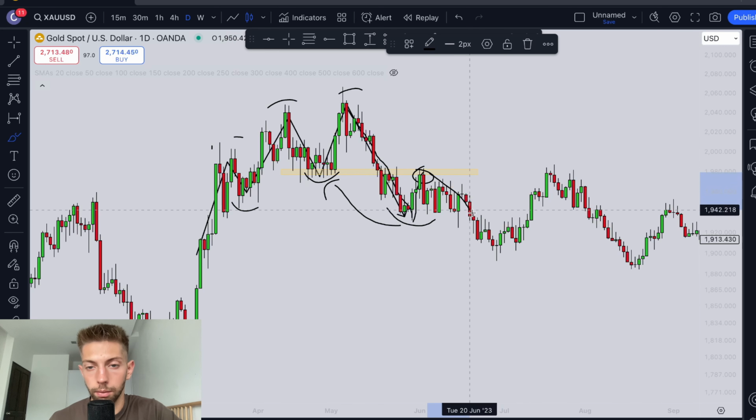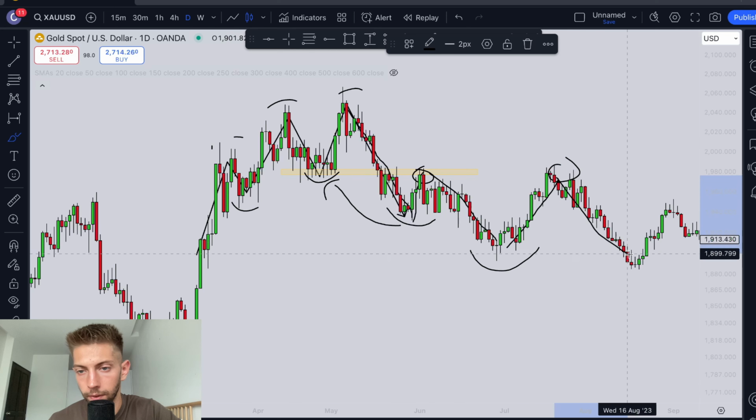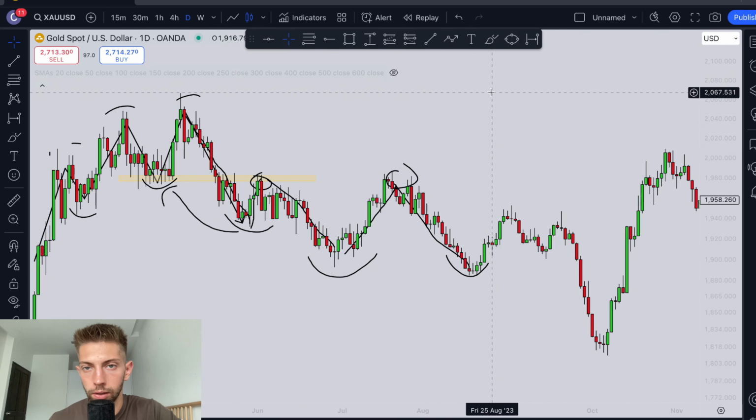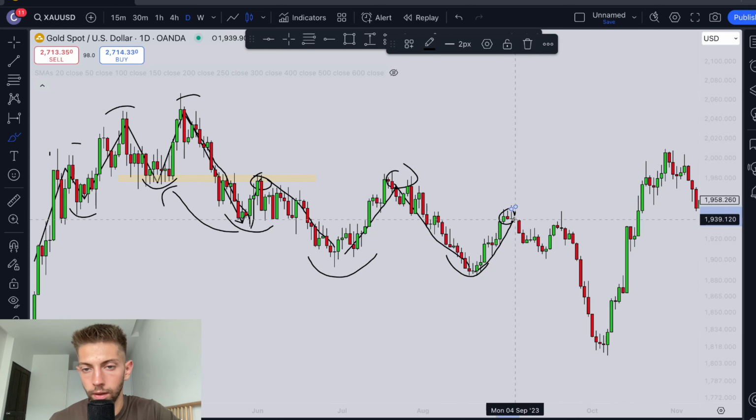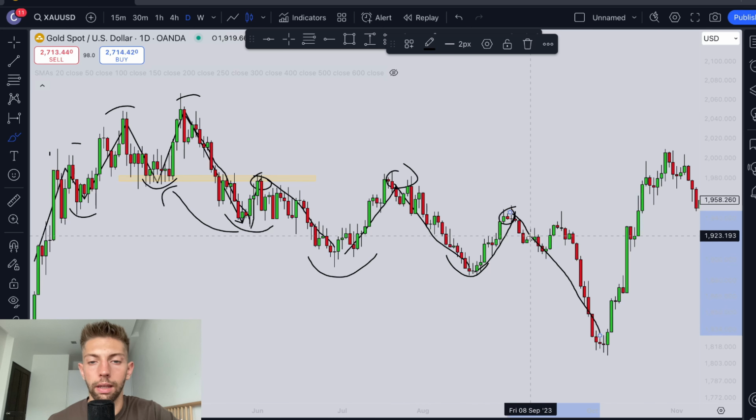And the same concept: a lower low, lower high, lower low. What I'm expecting after a lower low, a lower high. What I'm expecting after a lower high, a lower low. It's simple as that.